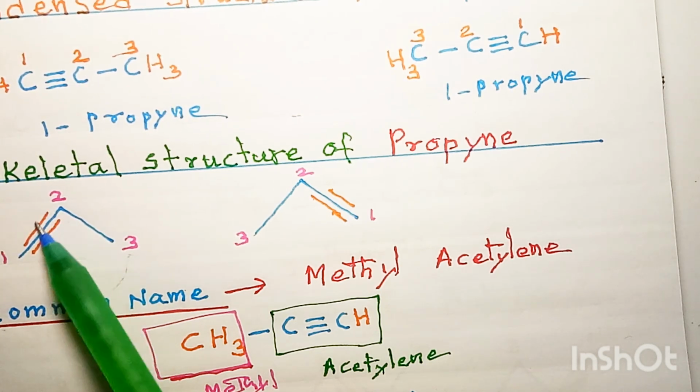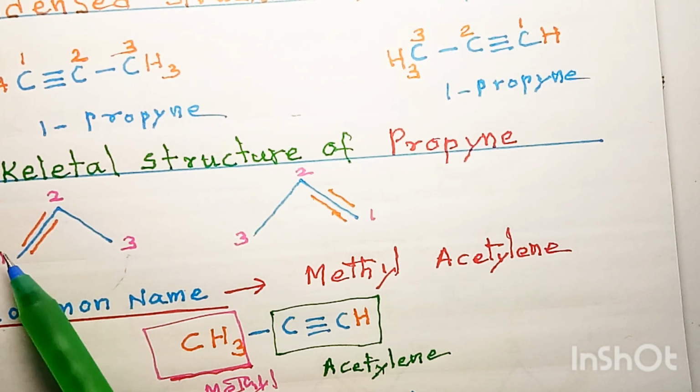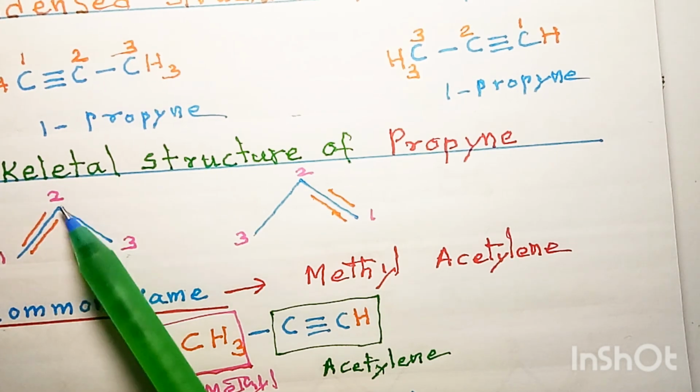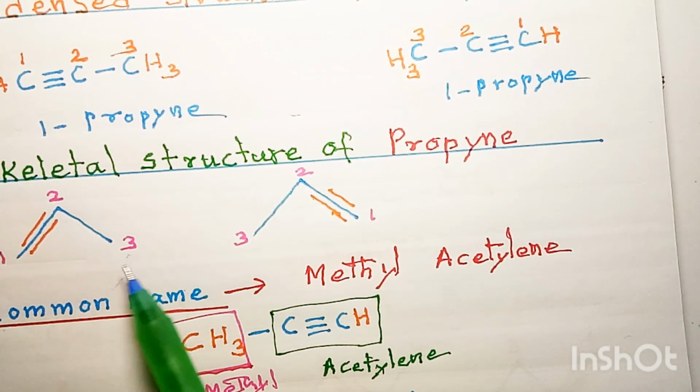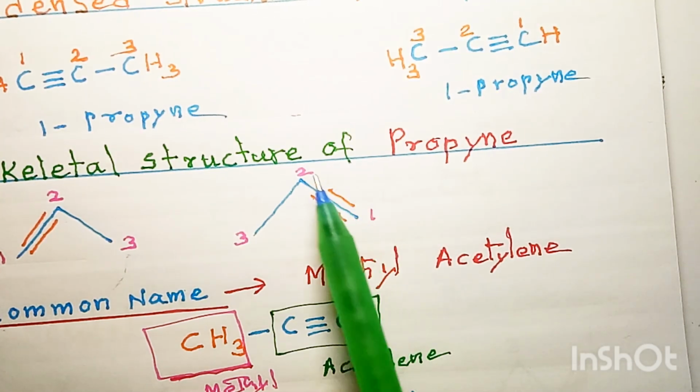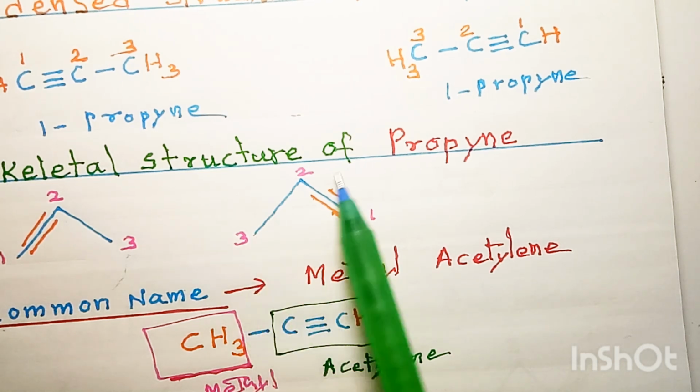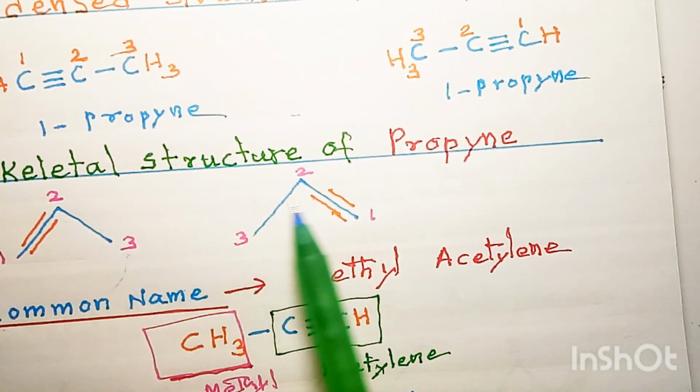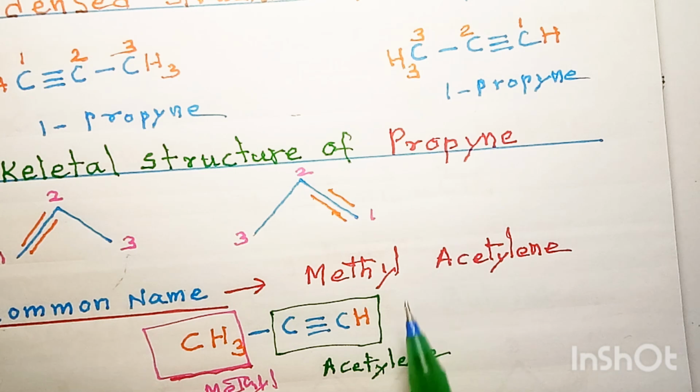Draw two more bonds here. That means we are representing a triple bond between first carbon and second carbon. Similarly, here we are representing a triple bond between first carbon and second carbon. This is the skeletal structure of 1-propyne.